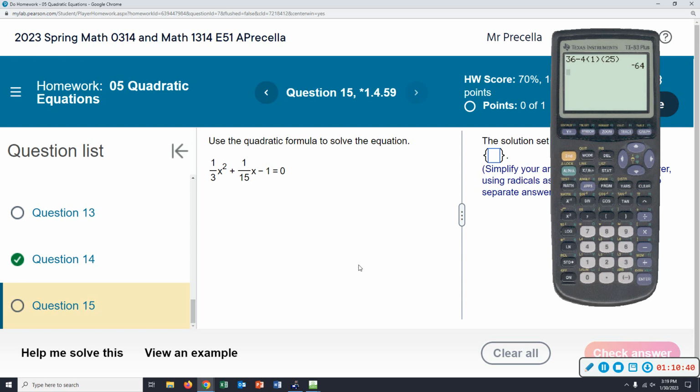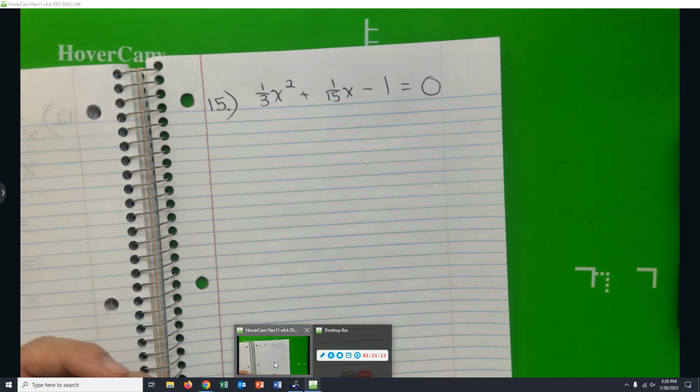A and B are fractions, right? 1/3 x squared plus 1/15 x minus 1 is equal to 0. Ignoring the fractions, it's in the standard form, ax squared plus bx plus c equals 0. We have a positive leading coefficient on one side, 0 on the other side. It is in standard form. So we can go through. A is 1/3, B is 1/15, and C is -1.